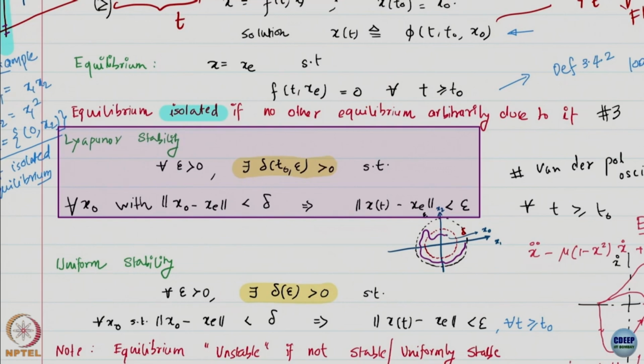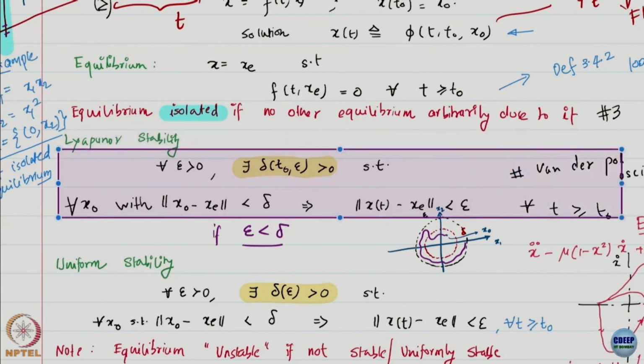Let's look at all cases. What happens if epsilon is less than delta? Suppose you give me an epsilon and I give you a delta which is larger than epsilon. Can you check both conditions? This condition is obviously satisfied because I gave you the delta, so this has to be satisfied. What about this condition? Actually, I am sorry, it is not evident the way I wrote this. For all t greater than or equal to t0 is already included in this definition.